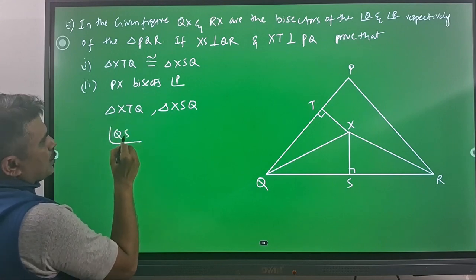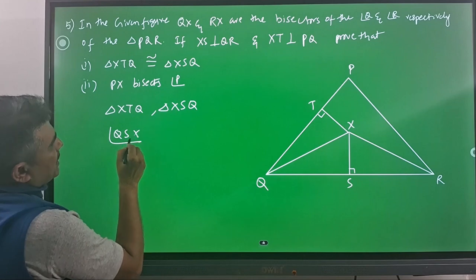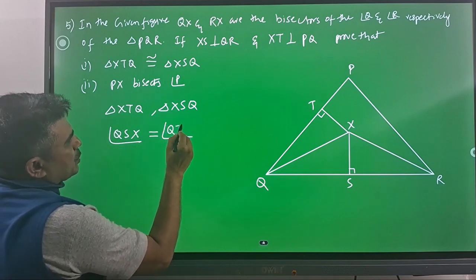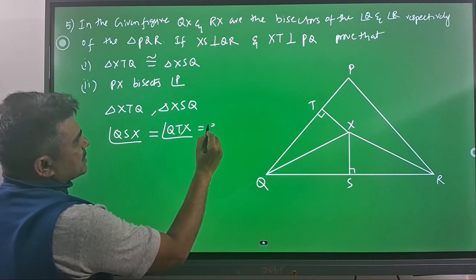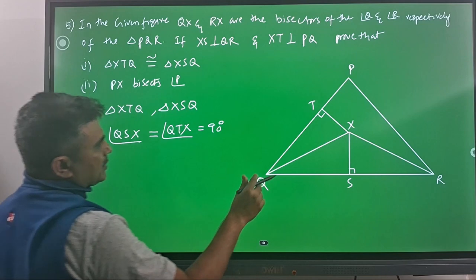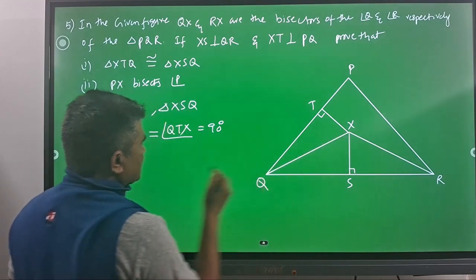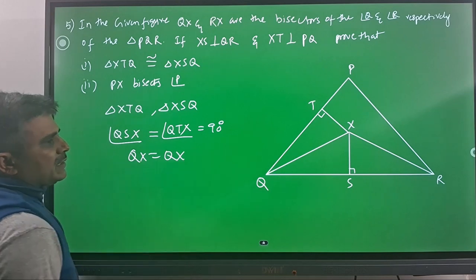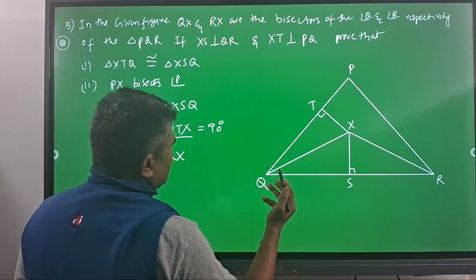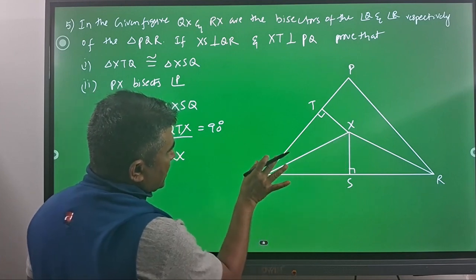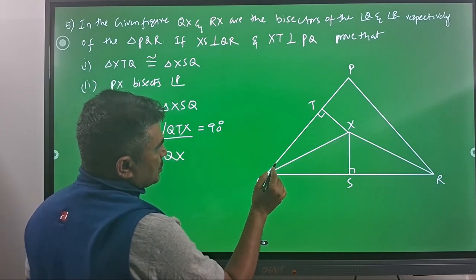Angle QSX is equal to angle QTX, which is 90 degrees. So we have 90 degrees over there, and we have a common side here, QX. QX is equal to QX, which is a common side. And any other information from that? Yes, we have XS, which is bisecting this Q into equal parts.